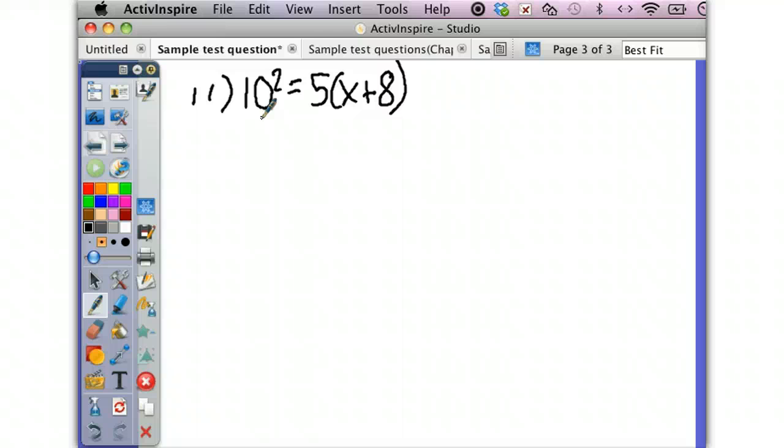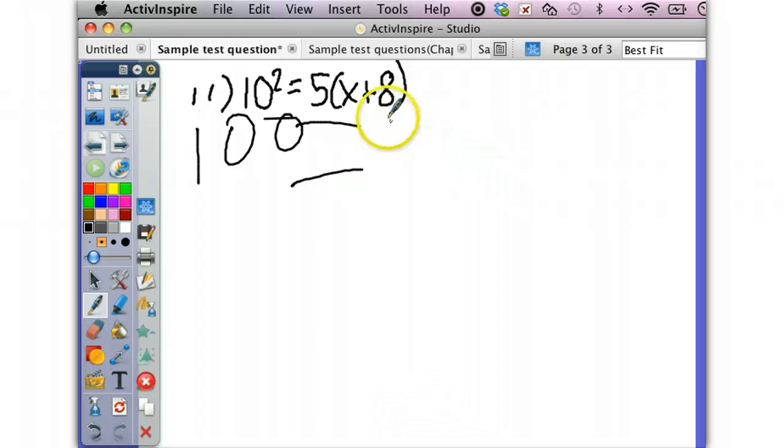What's 10 squared? What's 10 squared? You have to look up, bring it down, and write it down. Write that down. Is equal to... All right, let's do the distributive property now. Keep going. Fine, that's better.